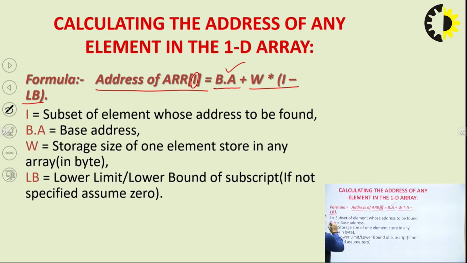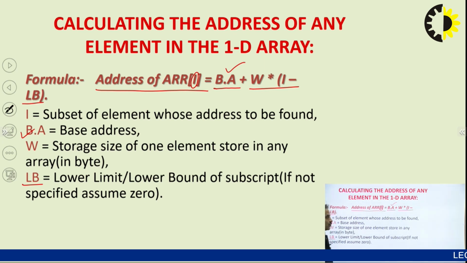The next term is the base address, that means the position at which the first element is stored. Next is W, the storage size of one element in the array, that is, the size per word in the memory cell. And the last one is LB, which stands for the lower limit or lower bound of the subscript. If not specified, it is assumed to be 0.